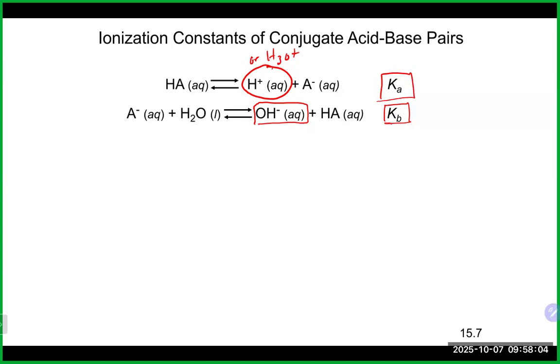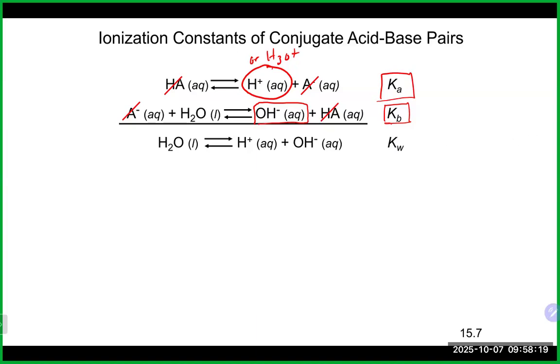Now, if we take our Ka and add it to our Kb, we could add these equations together and the A minuses will cancel out. The HAs will cancel out, and we're left with water, H plus and OH minus, and we have a K value that goes with water as well. And remember that when we add reactions together, we multiply the K values. That gives us a really important relationship: if you take the Ka times the Kb, it will equal Kw. And that Kw is the same one we used earlier in the chapter, which is 1 times 10 to the minus 14.